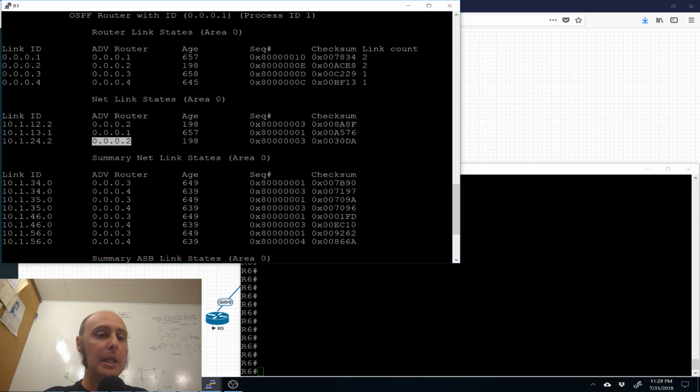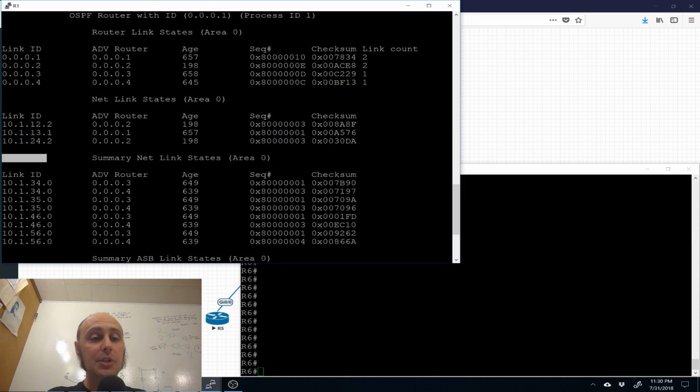But because we are using Ethernet segments, which are network type broadcast by default, they do elect a DR, so that's what we're seeing here. That means router 2 is the DR for 2 segments. That tells me router 2 must actually have 2 links connected to it, and we can verify that when we look up here.